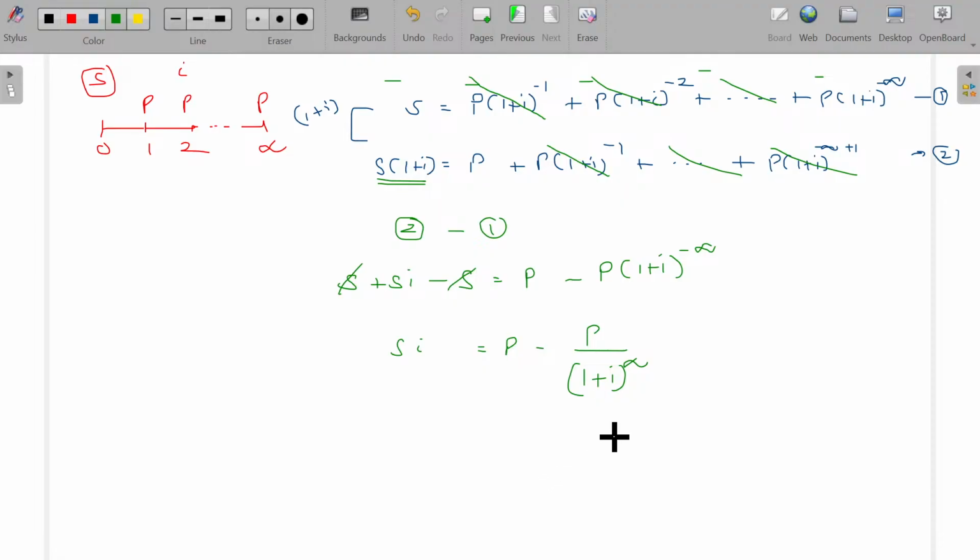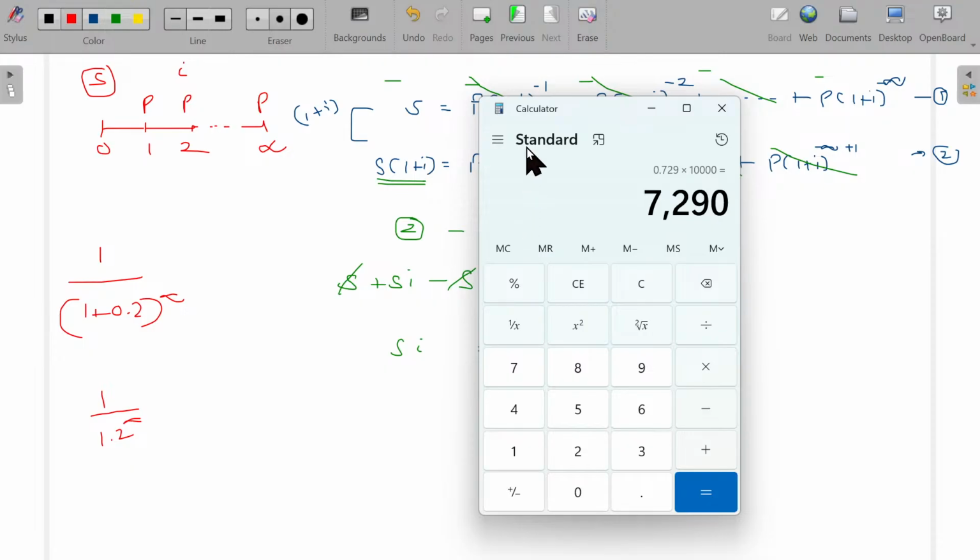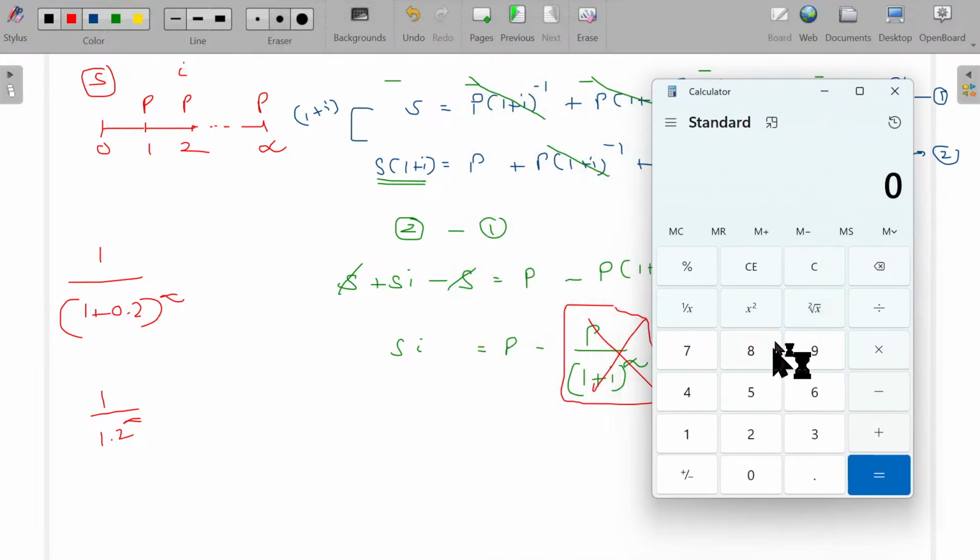Now, anything divided by any bigger number to infinity, what happens? This becomes 0 or disappears. If the P is 1, if the rate of interest is 0.2, 20%, 0.2 to the power infinity means 1 divided by 1.2 to infinity. Just for a logical understanding, those who do not have a mathematics background, you can try this way. Clear?